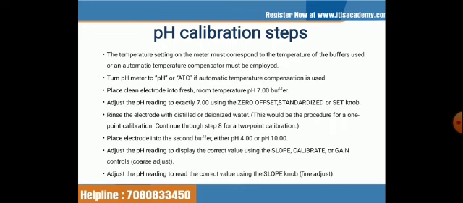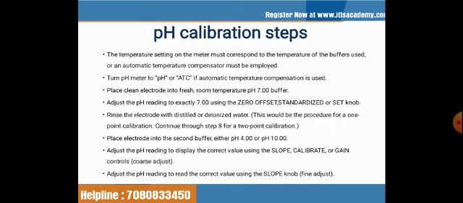Once your knob is set to 7, you have to rinse your electrode with the distilled water and blot dry it with the tissue paper. Again, you have to place the electrode into the second buffer. You can choose either pH 4 or pH 10. Now adjust the pH reading to display the correct value using the slope, calibrate, or gain control coarse adjustment.